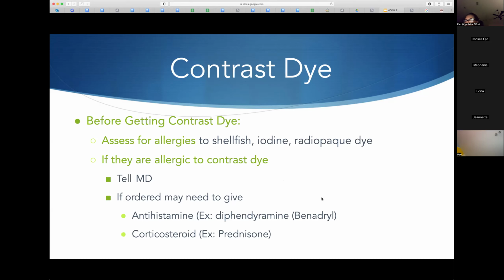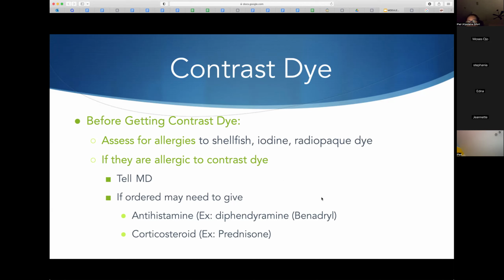All right. So we said CT can be done with or without contrast. So now enter contrast dye. So you have to know everything that we're going to talk about. You have to memorize it and be very comfortable with it before you take your exam.